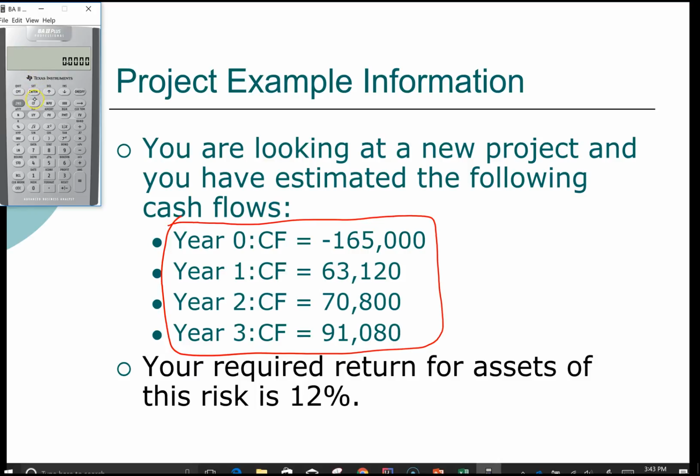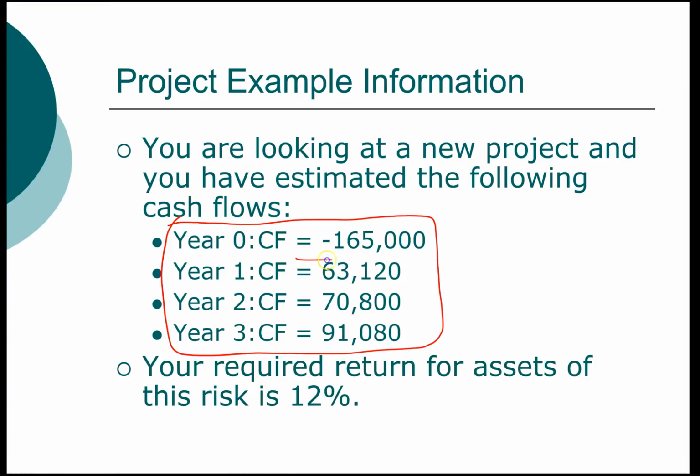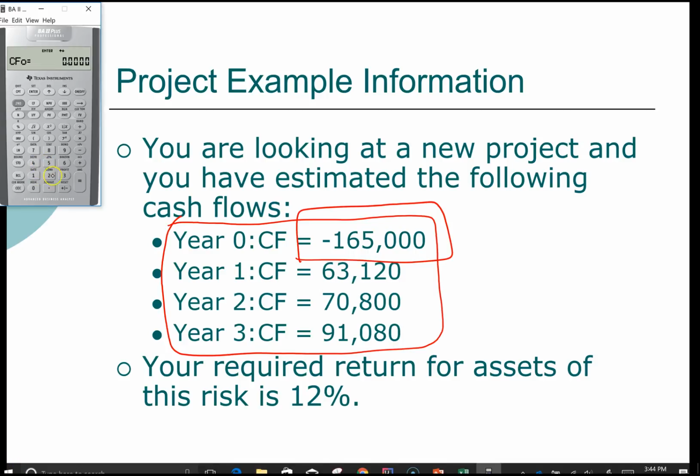So we're going to enter these cash flows into the calculator now. Remember, we start with the cash flow, and then we want to clear the register in our calculator. Since we include all the cash flows, we have to include cash flows starting in year zero. And we need to enter $165,000 as an outflow.